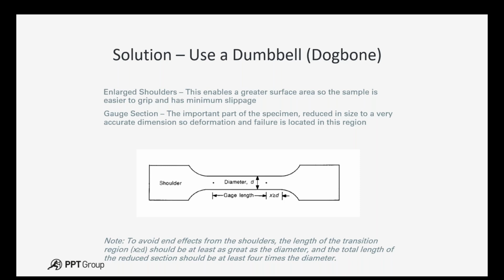And then in the center, we've got a gauge section. Now, this is the important part of the specimen. This is where we reduce the size to a very accurate dimension. So deformation and failure is located in this region, and we call this region the gauge length.